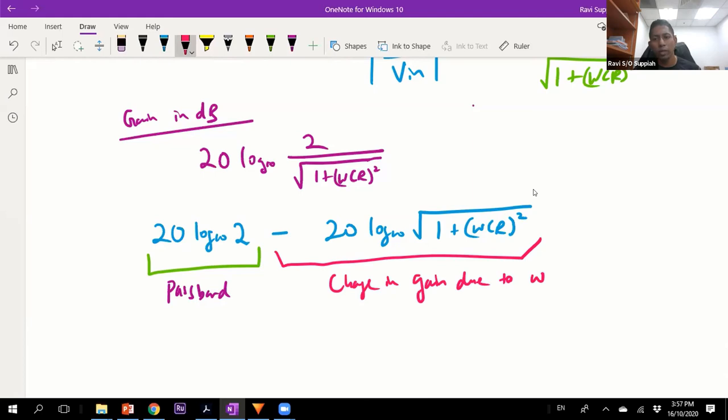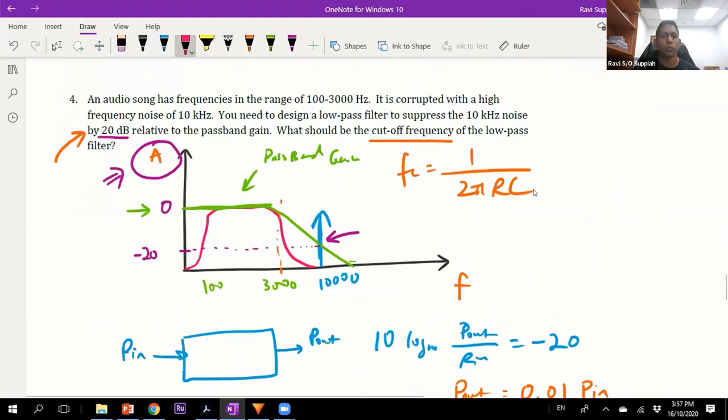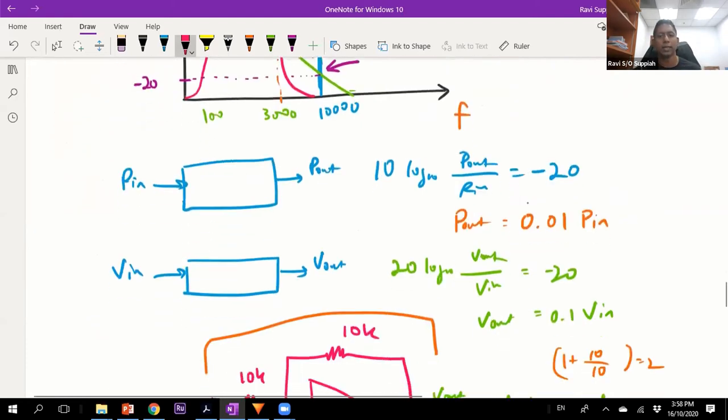So rightfully, what do we want? We want that up to the omega where it is still within the passband, the gain should not be affected. Correct? Because that is what we want. For a low pass filter, up to somewhere along FC, the gain should still be the same. That means there should not be any effect. Closer to FC, it will start to go down, and then it goes down at 20 dB per decade. So that is the second half here.